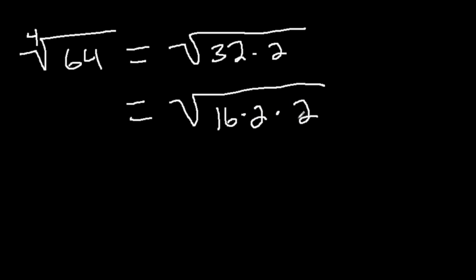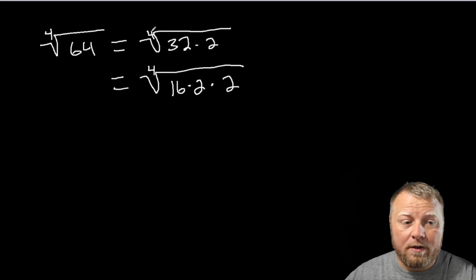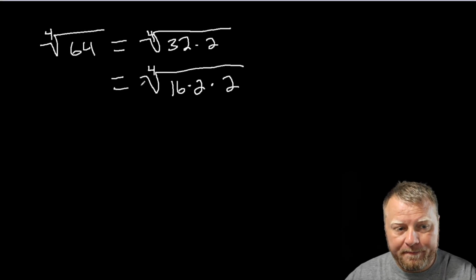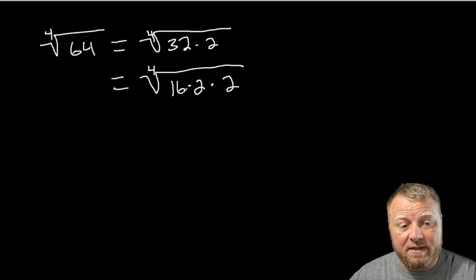Now I could break out this 2 right now, but instead I'm not, because, I'm sorry, it's not a 2. It's a 4 up here. Remember, it's a fourth root. And when you have more than 2 roots, you have to put the 4 up there, or the 5 or the 6. So 16 times 2 times 2.